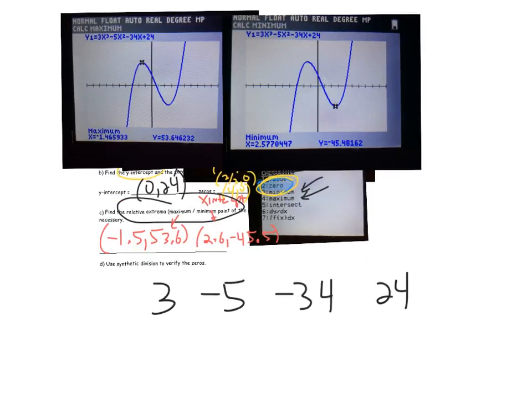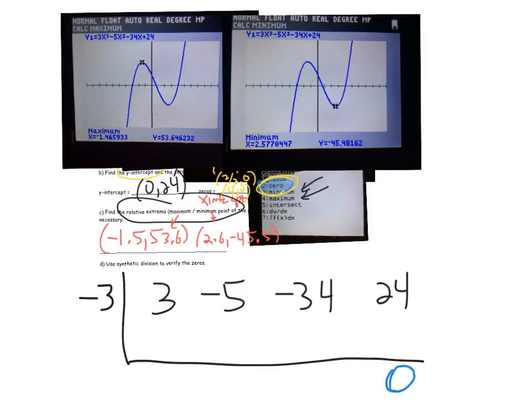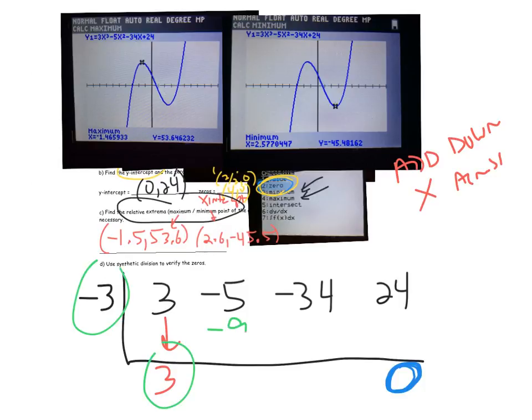So let me start off with first negative 3, the x value for the zero. When you divide a zero into its function, the rule is that there should be no remainder. So when we do synthetic division, we should be left with 0 at the end of the process. Remember, in synthetic division, you add down and then multiply across. So here we're going to add down this 3, multiply across. 3 times negative 3 is negative 9.